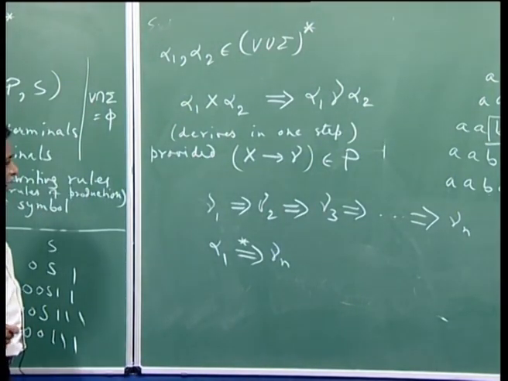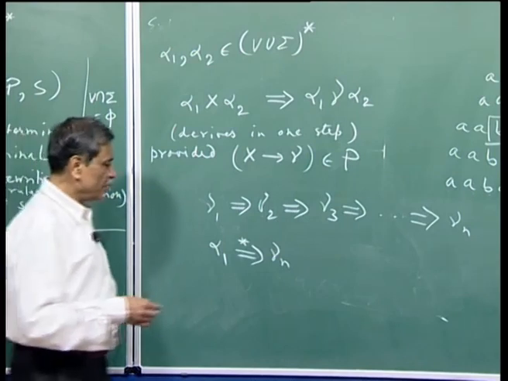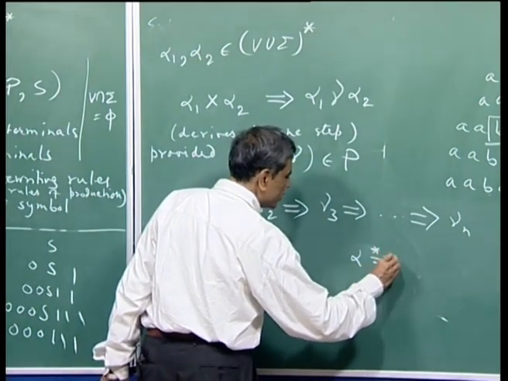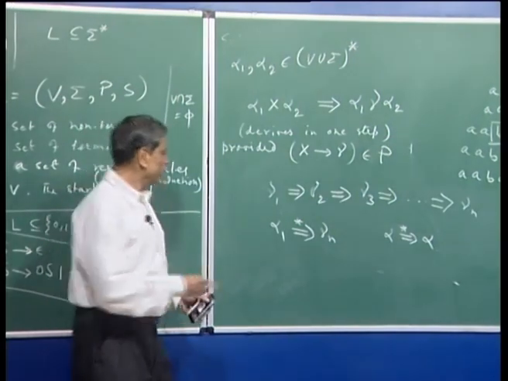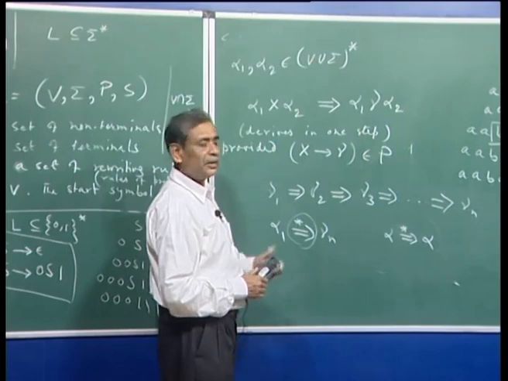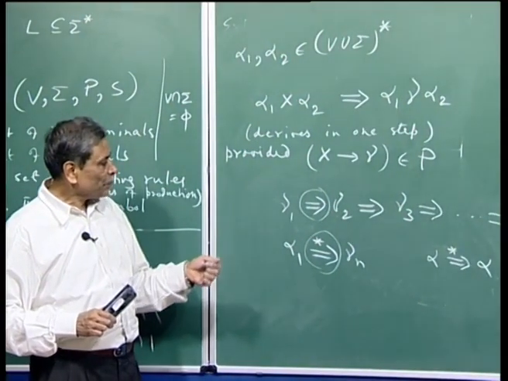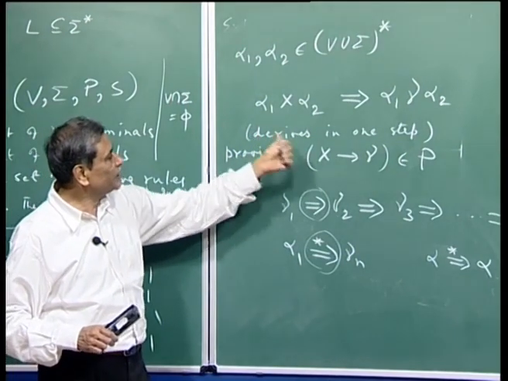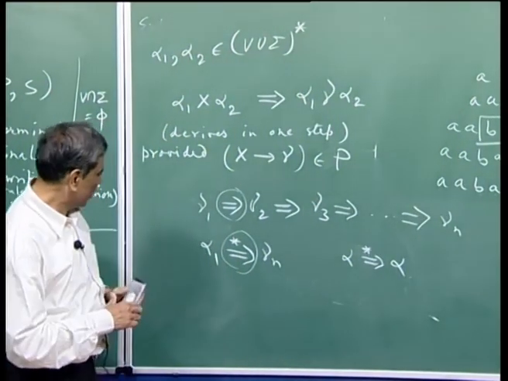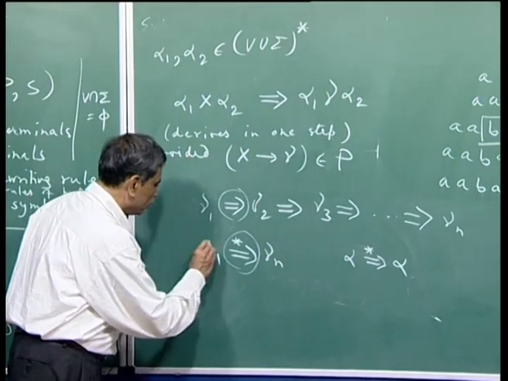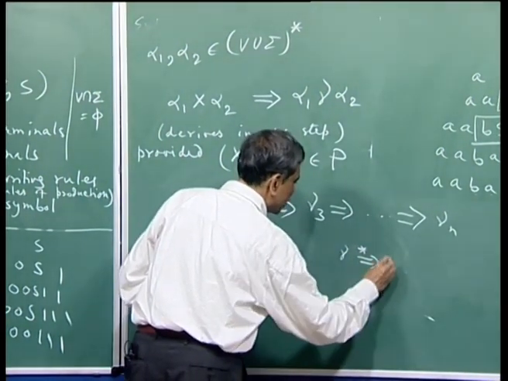Right. And just for the sake of completeness, let me also say that a string also derives itself. Those of you who love long words, this particular relation is the reflexive transitive closure of this relation. But very simply, what we are saying is zero or more applications of derives in one step, if through that I can go from gamma 1 to gamma n.